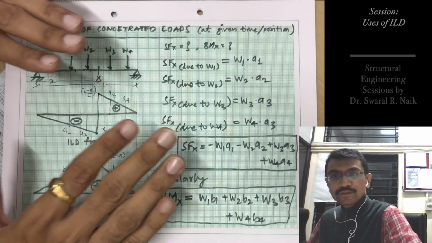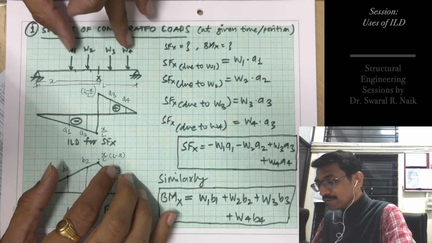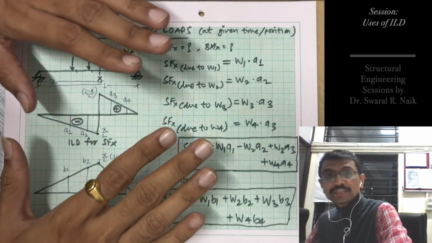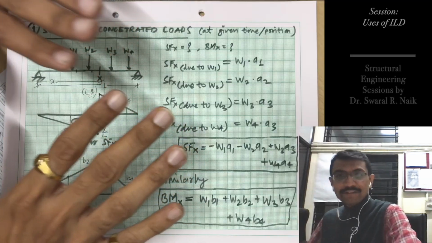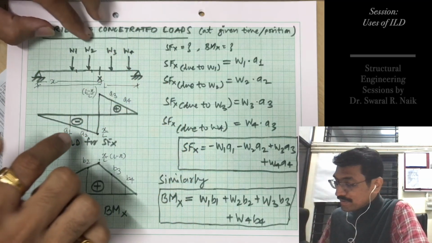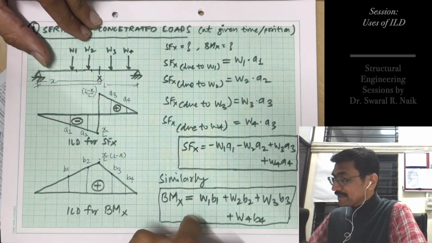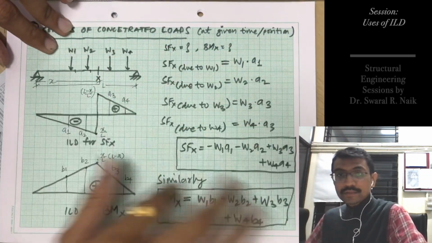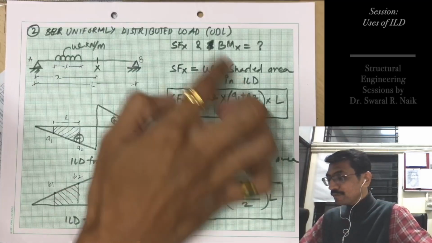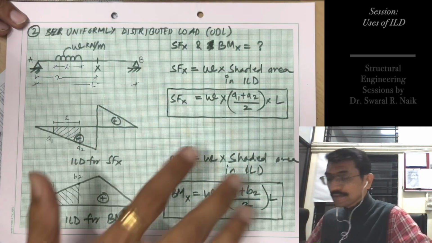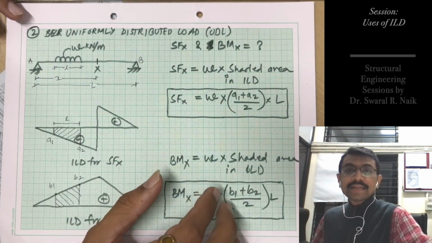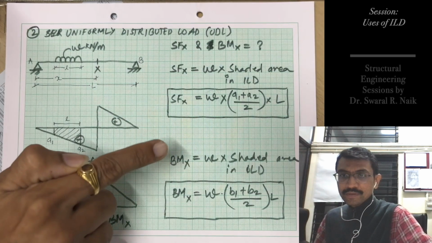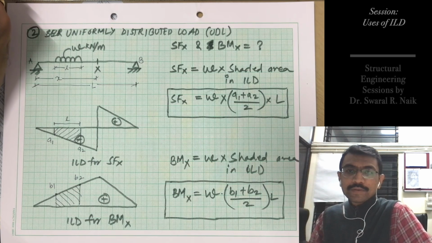But if you want to calculate what will be the value of SF and BM when the load position is this. So when the load position is given, you can calculate SFX and BMX using this methodology. So for a concentrated load, this, and for a uniformly distributed load, UDL, this simple calculation. Next, we will see a problem related to this concept further in ILD for determinate beams.